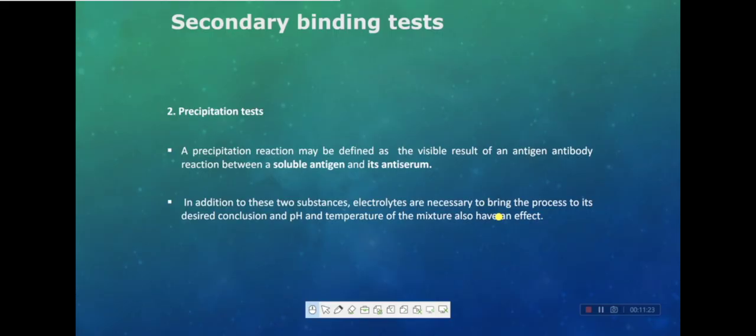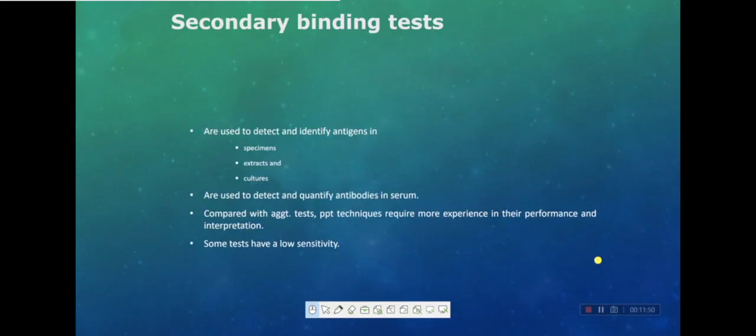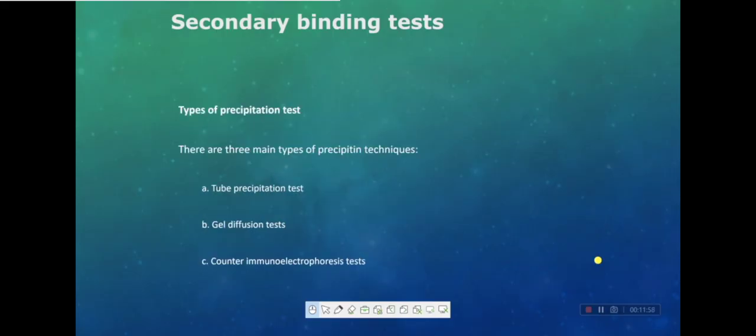The presence of electrolyte is usually required for these kinds of tests, right? Positive and negative controls are also very essential for performing these tests. Various systems are available in which the precipitation tests are performed. They can be performed in semi-solid media, which is agar or agarose, or non-gel support media as well, such as cellulose acetate. Right? So these are used to detect and identify antigen in specimen, extracts, and culture. Right? These tests have a low sensitivity.